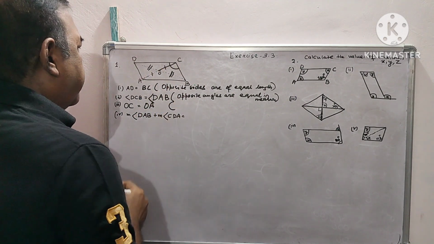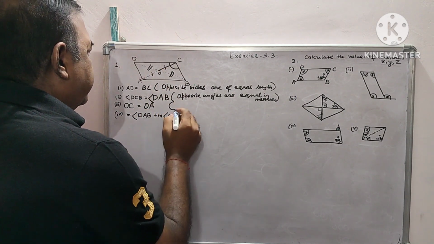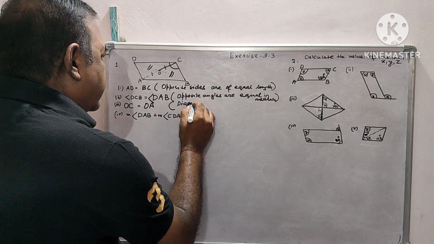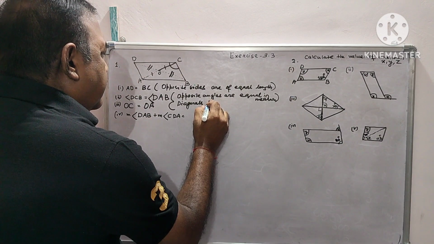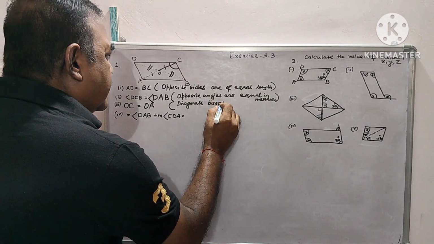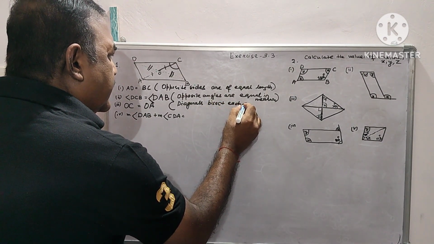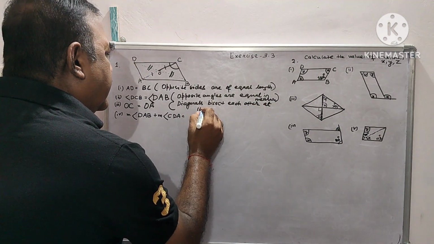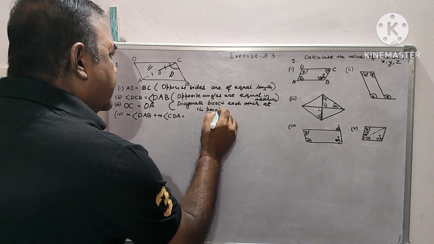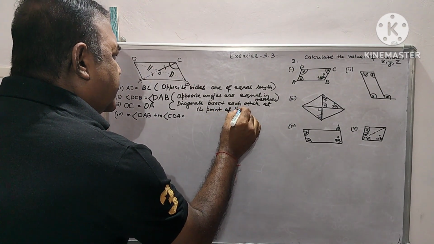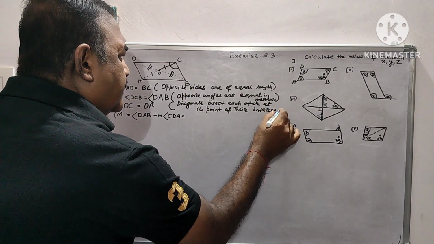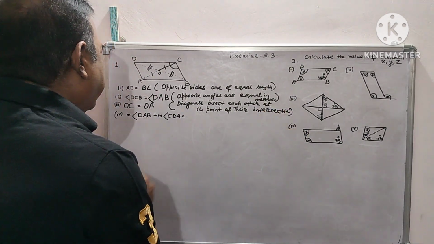So you have to write the property of the diagonals. What? Diagonals bisect each other at the point of their intersection. So we are mentioning the properties here.